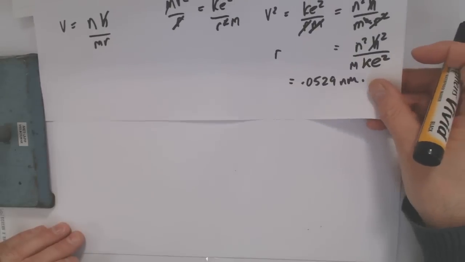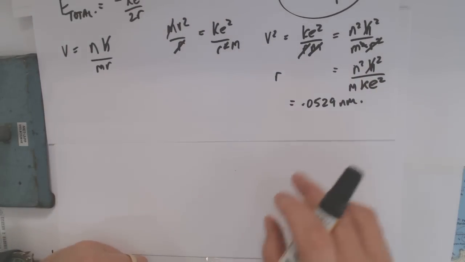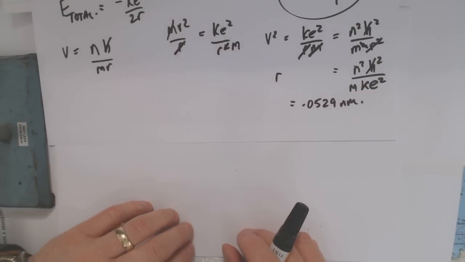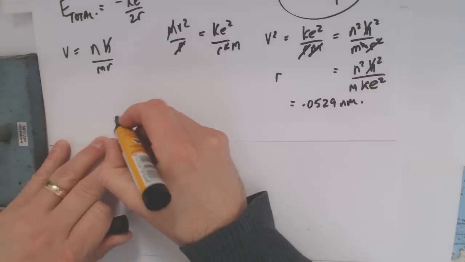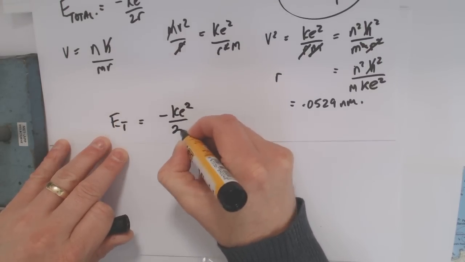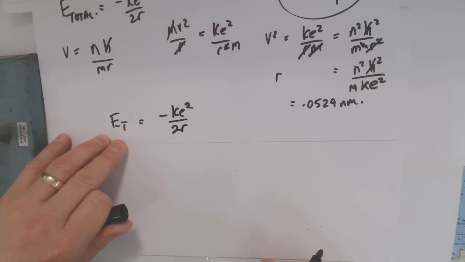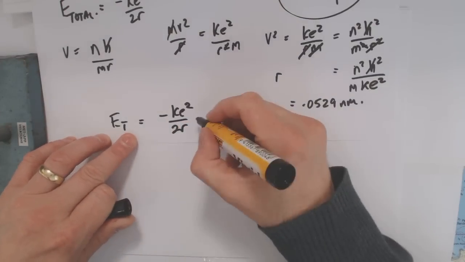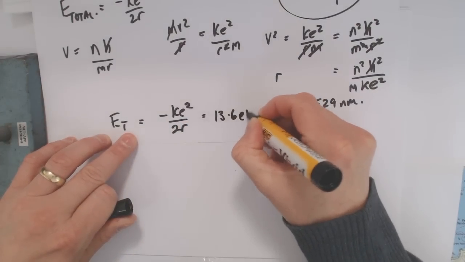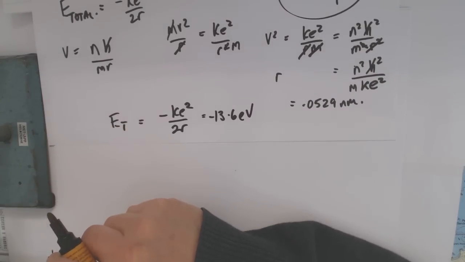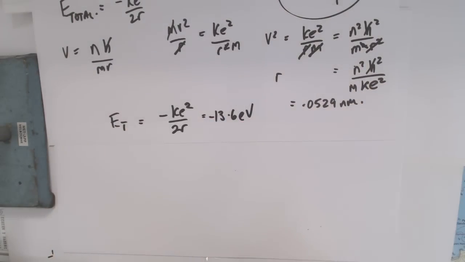What I want to do now that we've got that is see what we can do with working out the total energy. Because now we've got a radius, we can go back to our total energy formula: E total equals minus ke squared over 2r. If we put that in and solve for it, because we've got our r here, we will get 13.6 electron volts. Negative, of course. I told you why they were negative. Pretty cool. We've worked out the radius and the energy of the ground state of hydrogen.